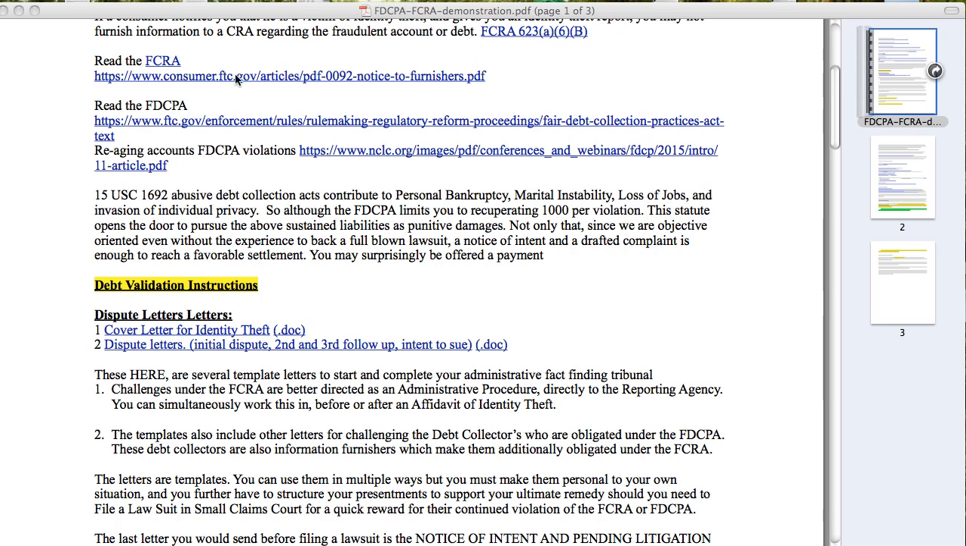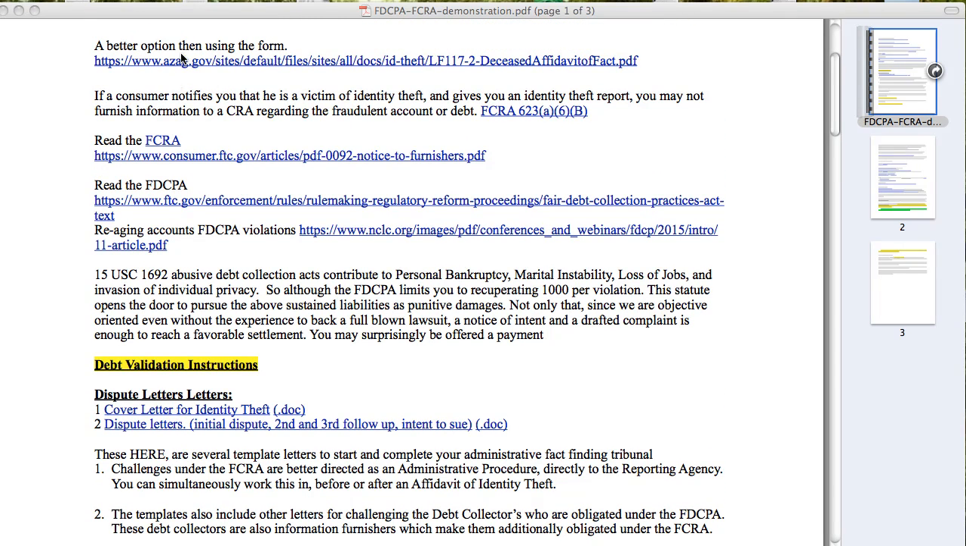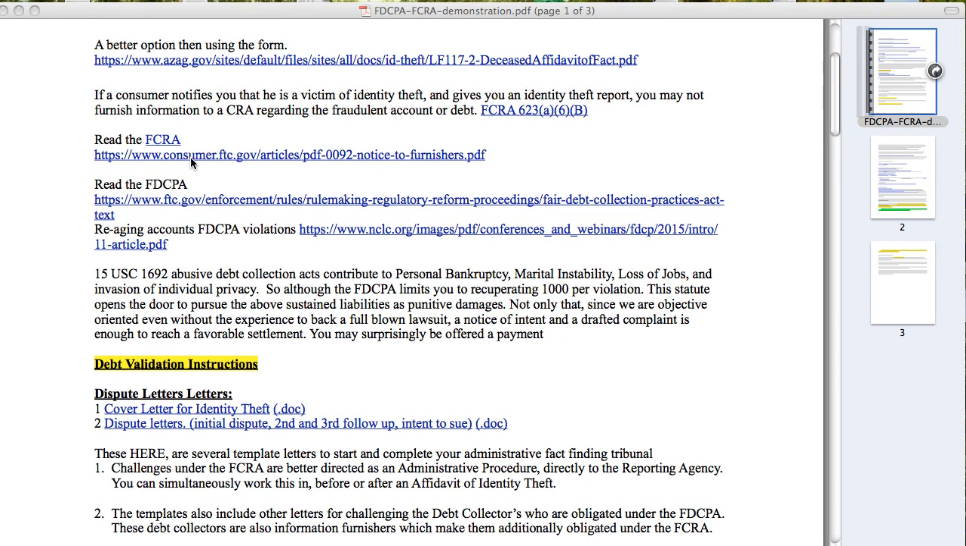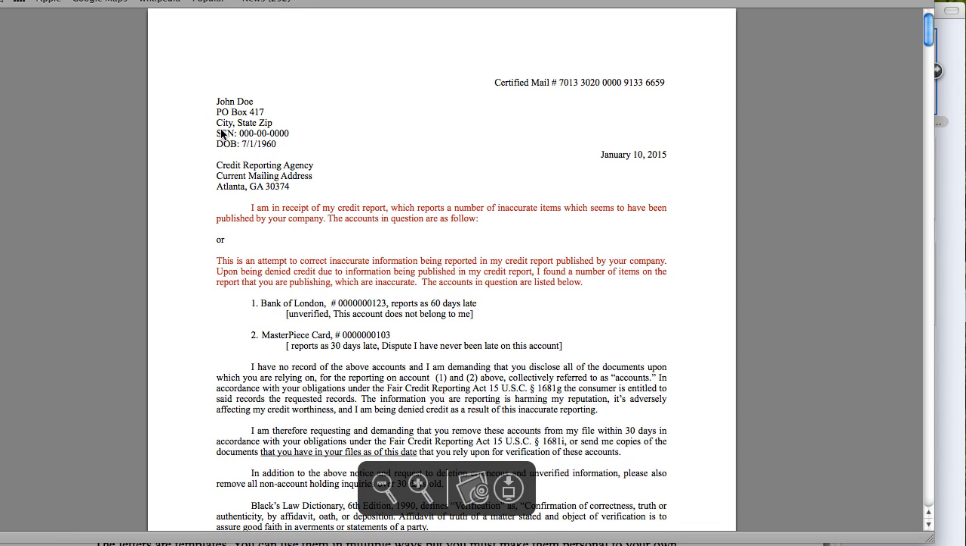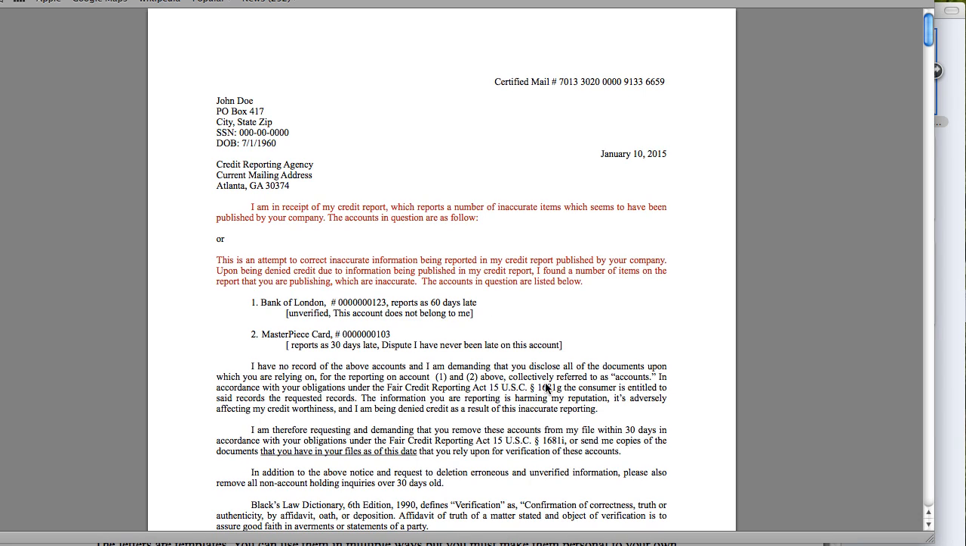Now let's see. We already went through the affidavits. You can create your own affidavit. I like the last one that we looked at. Here are the dispute letters. I put them all on one thing. There's a bunch of different dispute letters in here. We'll start with the first one. The first one goes to the credit reporting agency. So this one naturally is going to be under the Fair Credit Reporting Act.